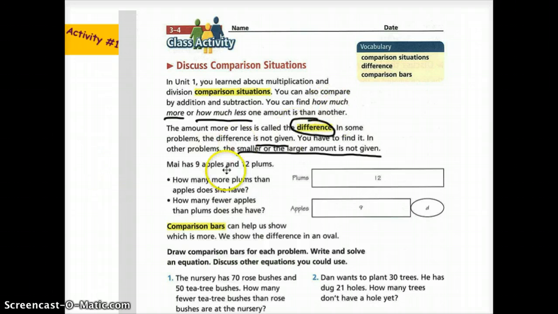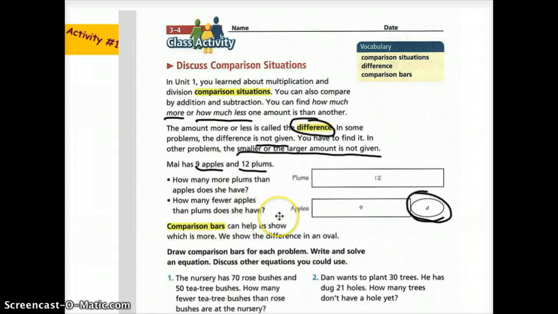Mai has 9 apples and 12 plums. How many more plums than apples does she have? How many fewer apples than plums does she have? So the first thing you need to determine is which is the smaller amount and which is the larger amount. So 9 is smaller than 12. So 12 is my large number. 9 is my small number. The difference between these two is unknown. Okay?